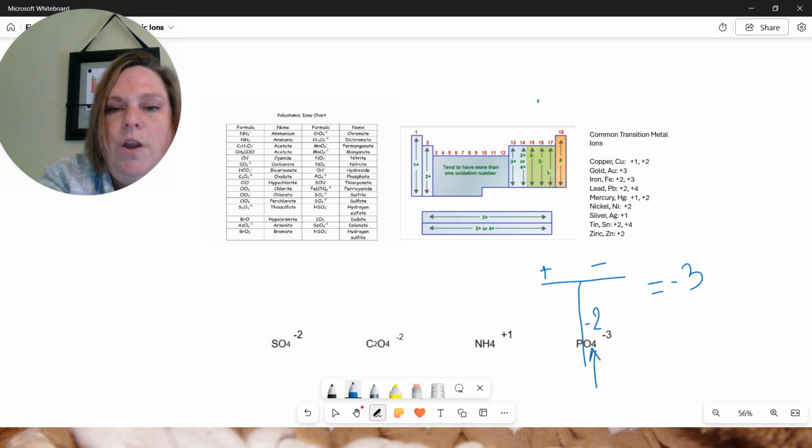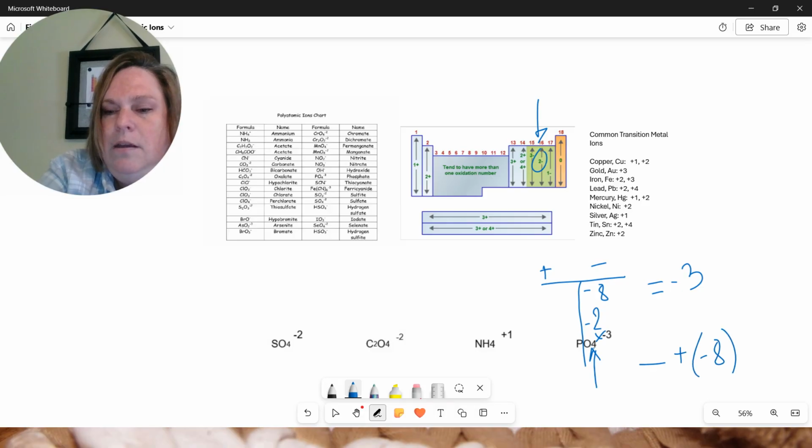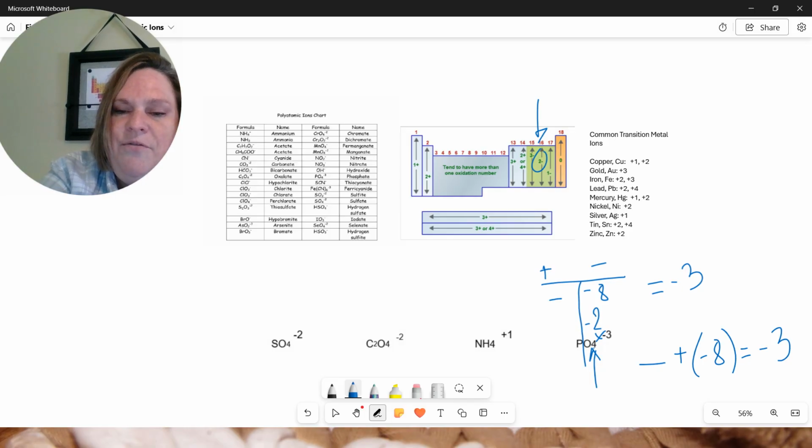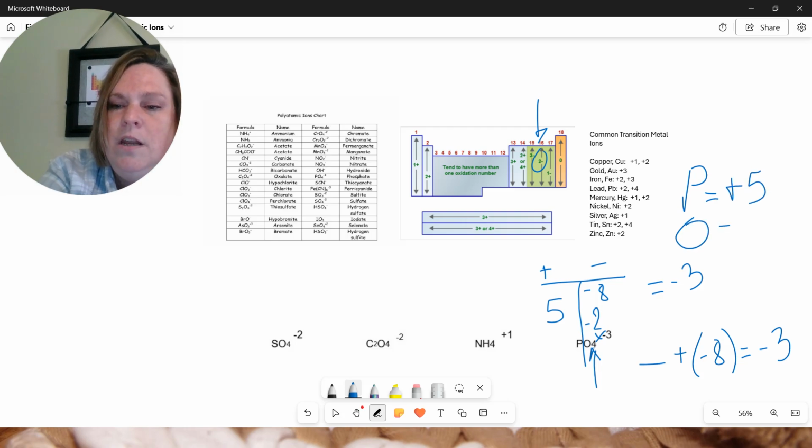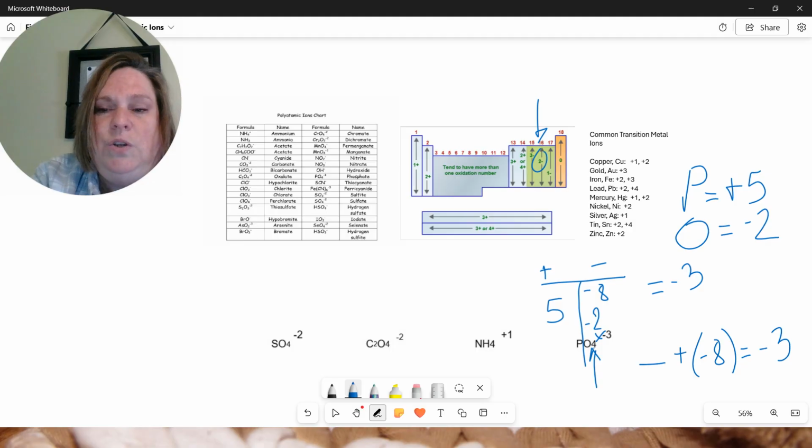So one oxygen, we know from family 16 that oxygen is going to be a -2, but we have 4 of them. So 4 times -2 is -8. So what plus the -8 equals a -3? Well, that's going to be 5. So in this example, phosphorus is a +5 and one oxygen is a -2. And learning how to do this will be very useful when we get to redox reactions and how to balance them.